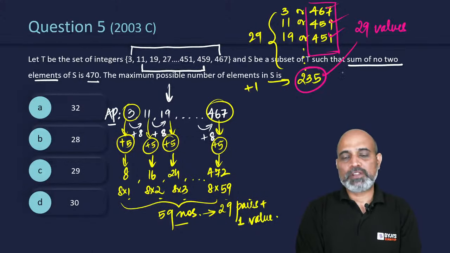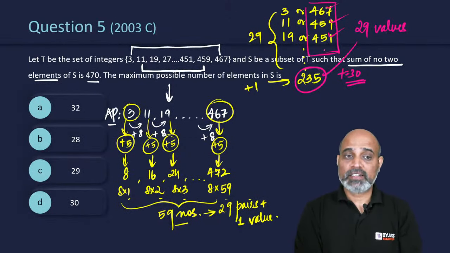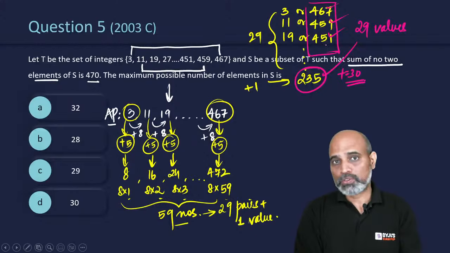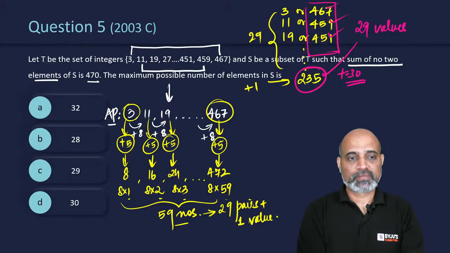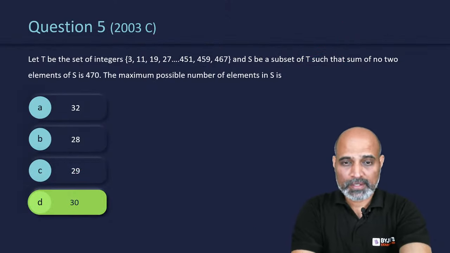So can we say there will be a total of 30 values which we can select from those many values in the set such that sum of no 2 will end up in 470? So 30 becomes our answer. Right? Okay.